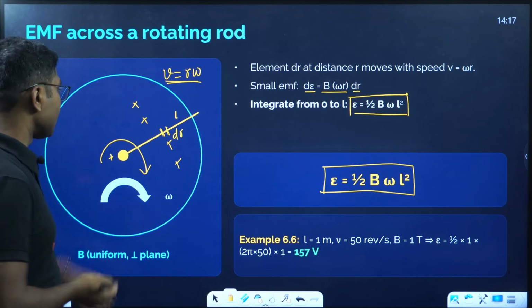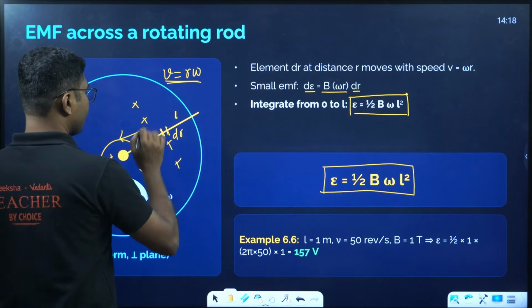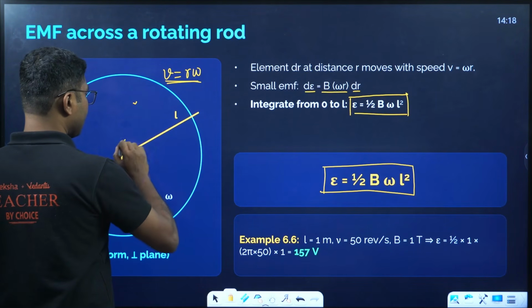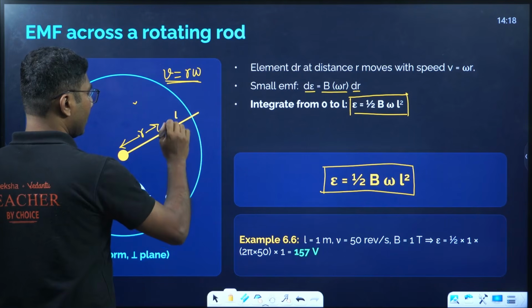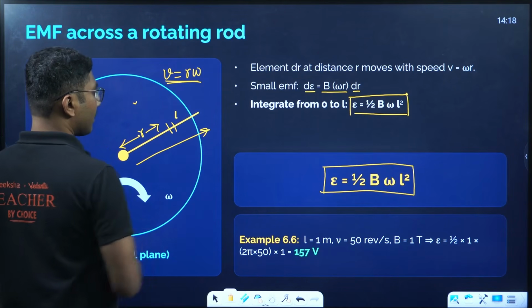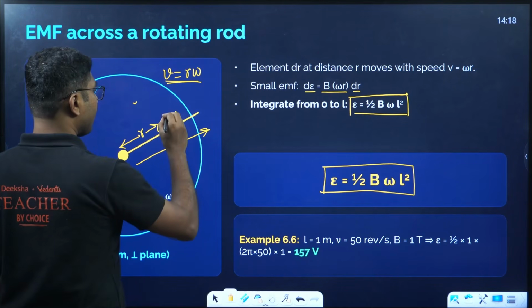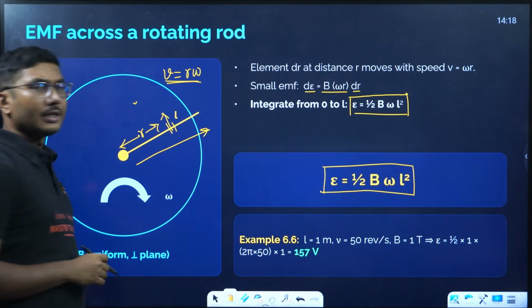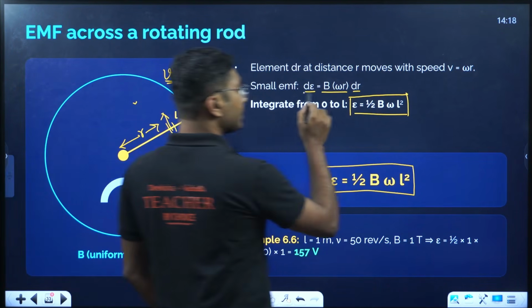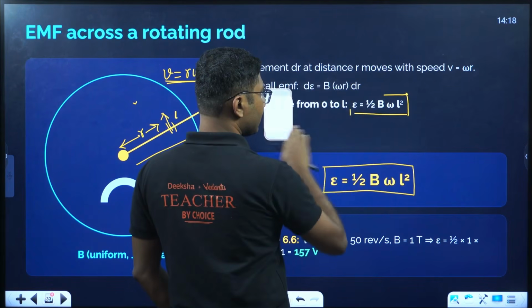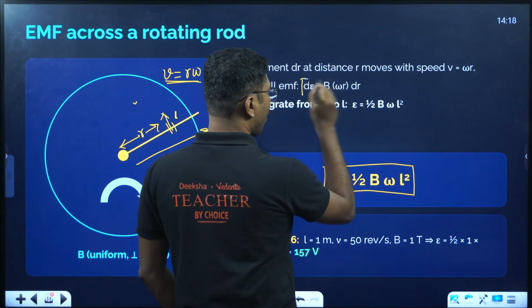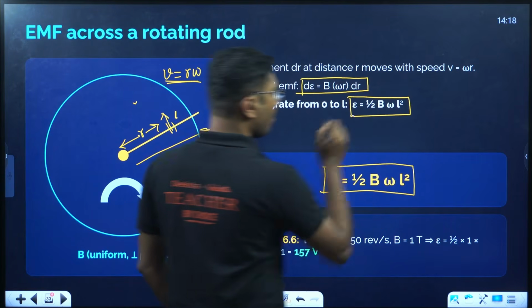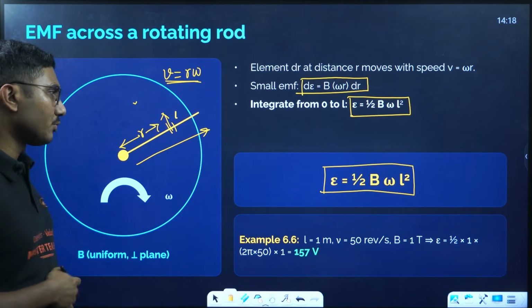Obviously the linear velocity of each and every point is different. The major problem here is that as you change the r, the value of velocity is different at each and every point. So based on that you need to consider this equation. That's why it is not a constant. You have to first write in terms of a small value, then integrate it to get half B omega L squared.